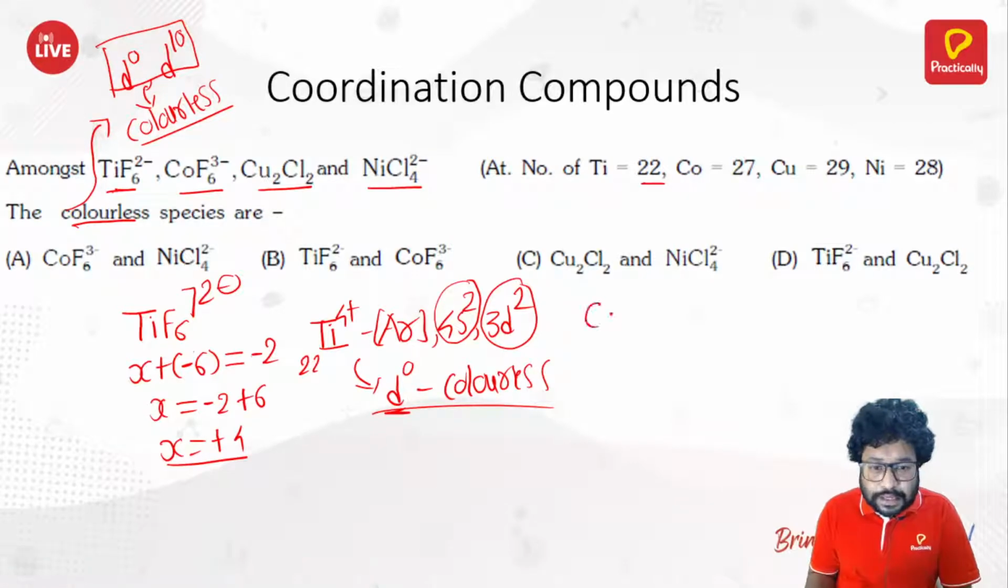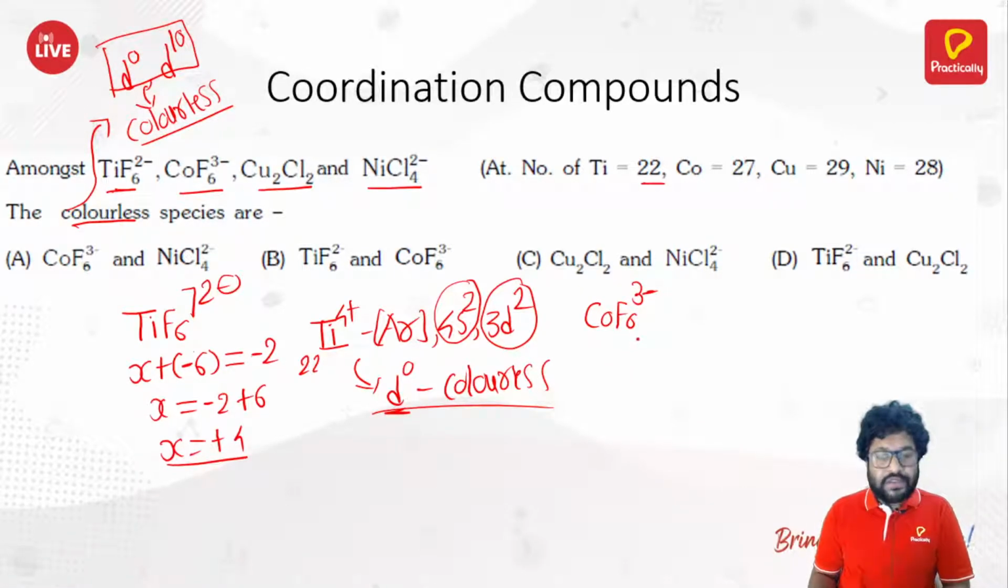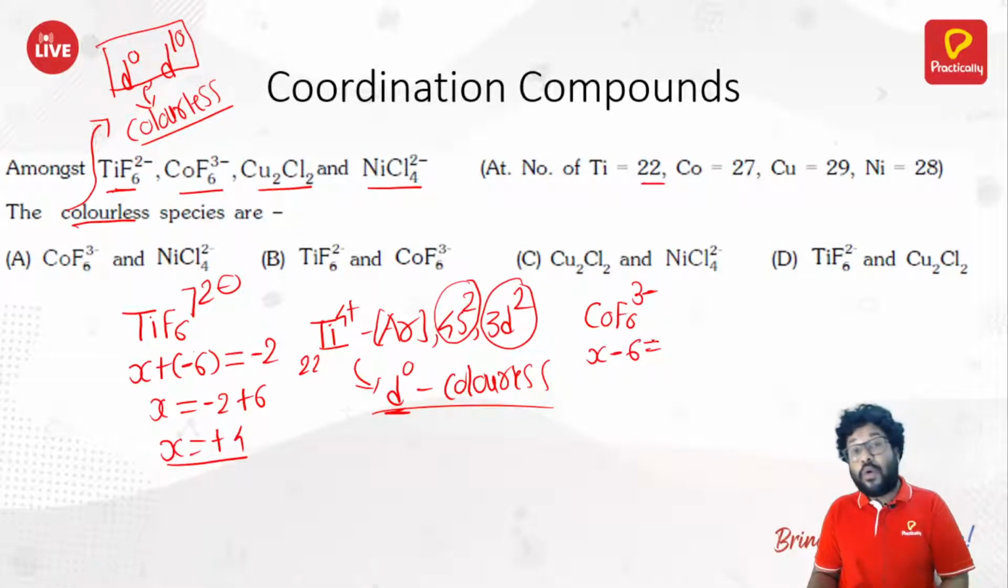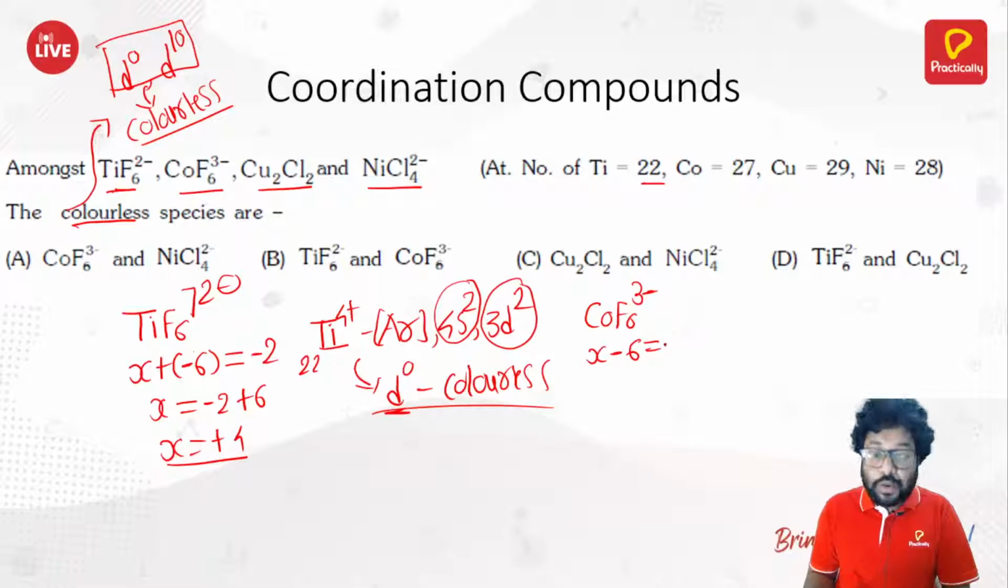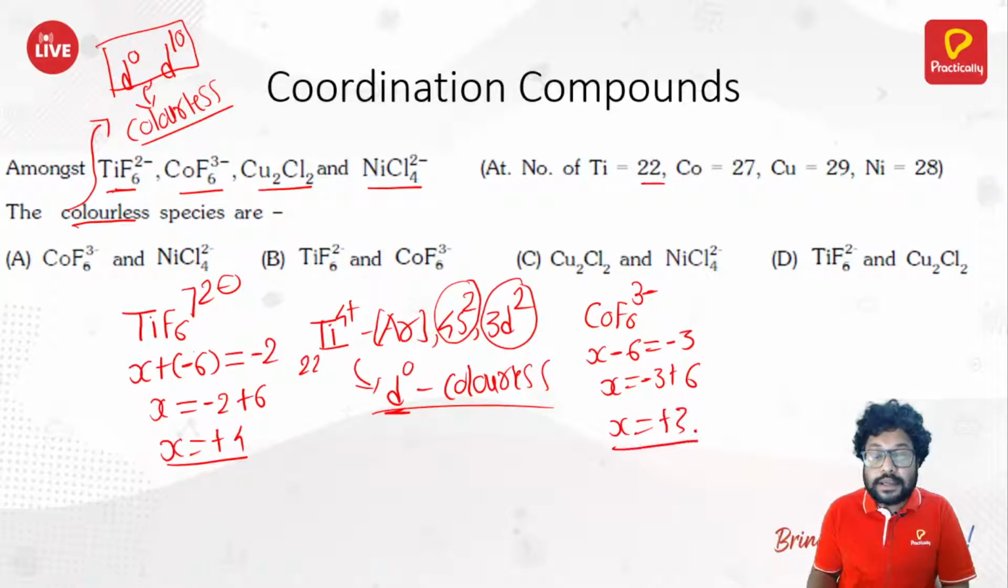As far as [CoF6]3- is concerned, you can find out the oxidation state of cobalt here. It is X. 6 fluorine will have a -6 charge, as we just saw, and that is equal to the overall charge on the species. The overall charge is -3, so X is equal to -3 + 6, which is +3. So your cobalt is in +3.